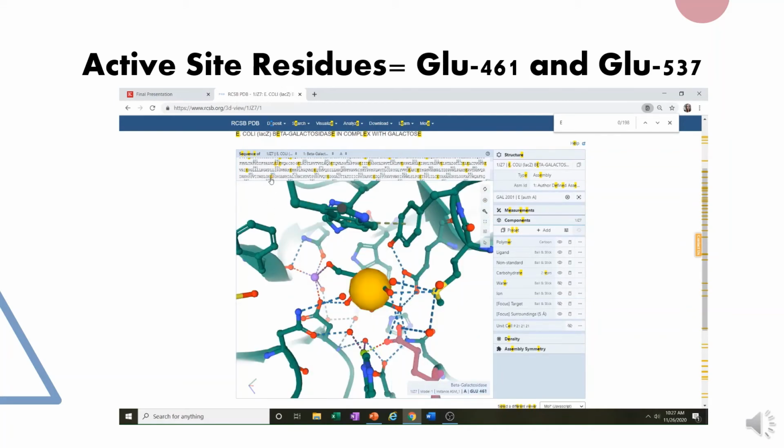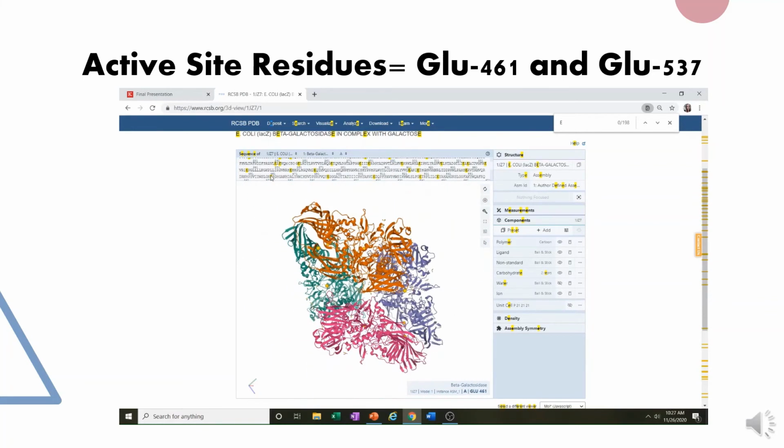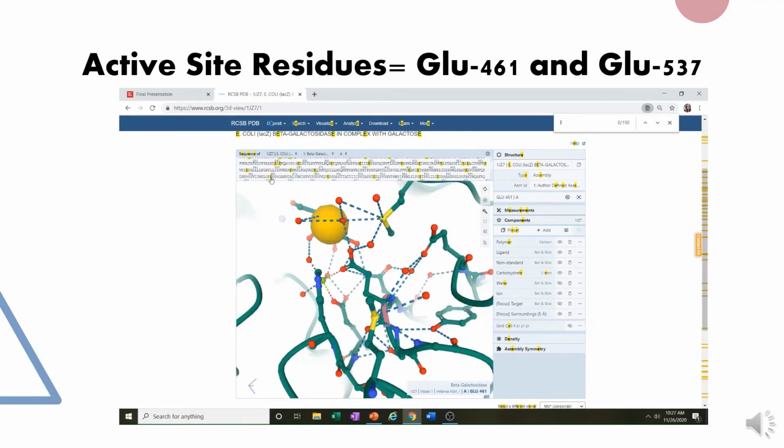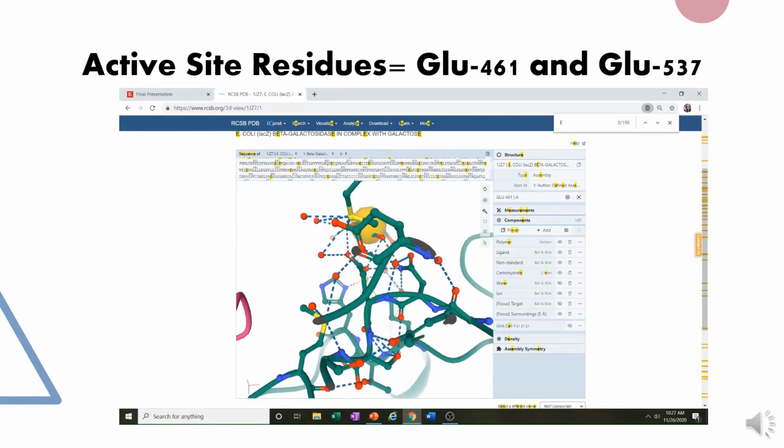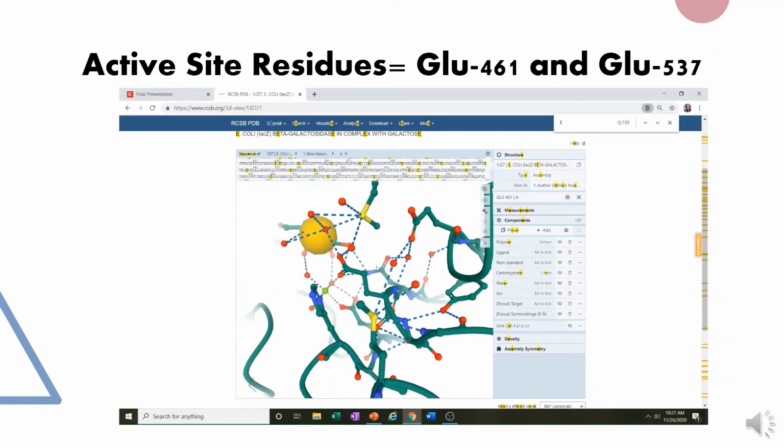Here's a video showing the location of glutamate 461 and glutamate 537 at the active site of lactase. These two amino acid residues play an essential role in the catalytic strategy of lactase.